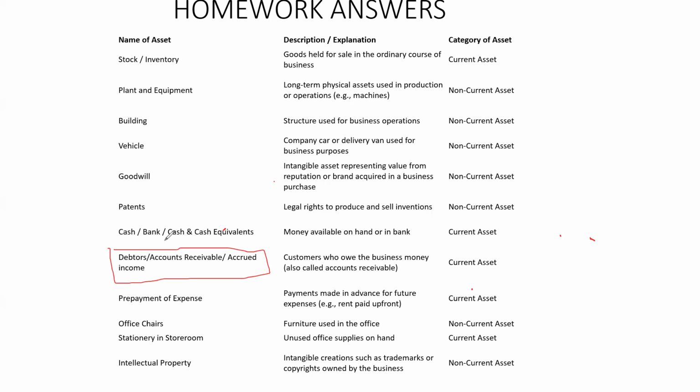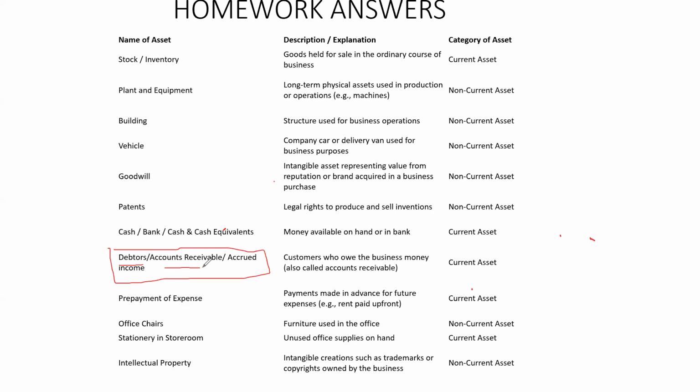So the moment a customer comes and buys products from you, but does not pay you the money right there and then, that customer is known as a debtor, someone who owes the business money, or is known as accounts receivable. Those words are used interchangeably. A debtor or accounts receivable. It means it's an account that someone opened that you as the business are going to receive in the future. So that is considered an asset.